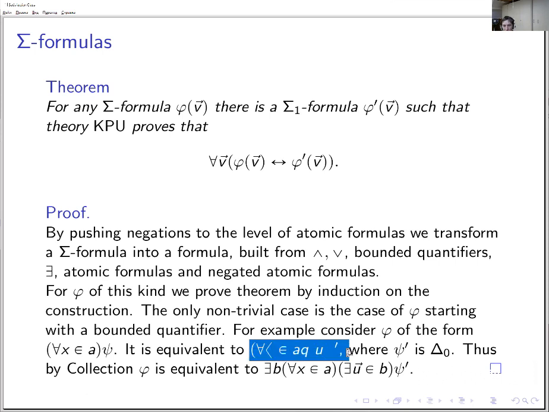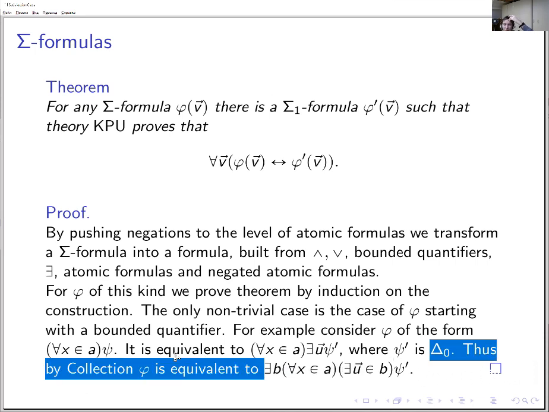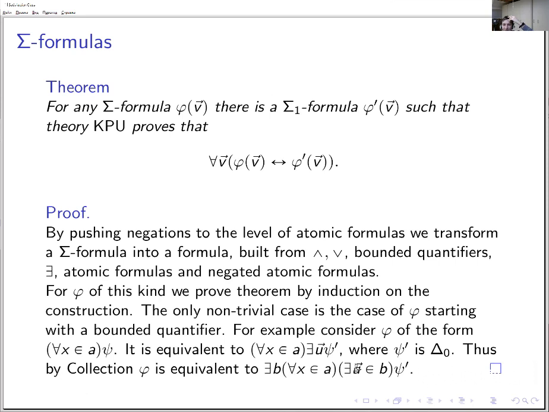So this formula implies this formula. And in the other direction, it's very straightforward. It's very easy to see that this formula implies this one, because here we have a bounded existential quantifier, and here we have an unbounded existential quantifier. And of course, if we have witnesses in some bounded domain, then we will have witnesses in the unbounded domain. Okay, so this is basically how it's done.